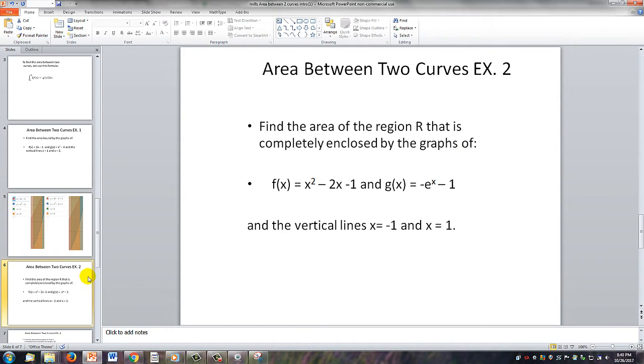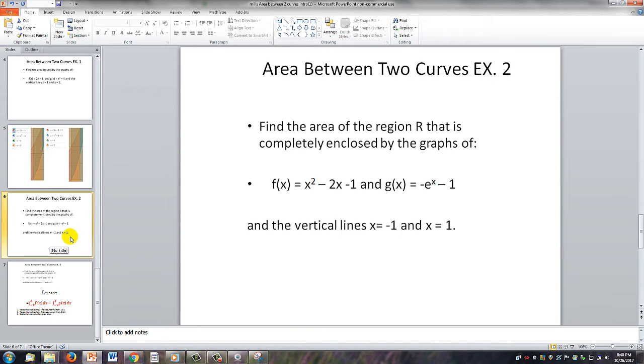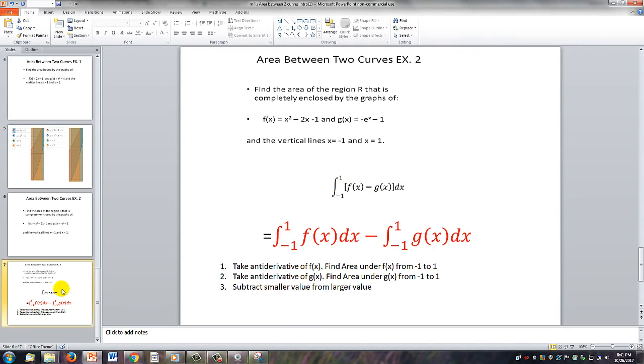Okay, so here's a second example. f of x equals x squared minus 2x minus 1, and g of x equals negative x e to the x minus 1, and vertical lines x equals negative 1 and x equals 1. So if we wanted to do that, it would look like this. You would find the area of the region between these two. So you would set up an integral.